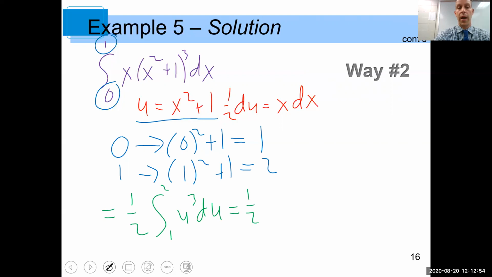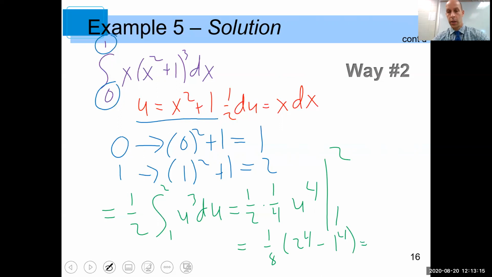So this is going to be 1/2, and then I'm going to make this u to the 4, but then I'm going to divide by 4. Then we're going to evaluate this now. Instead of from 0 to 1, it's going to be from 1 to 2. So this is 1/8, and then it's going to be 2 to the fourth minus 1 to the fourth, which is 16 minus 1. So 15/8.